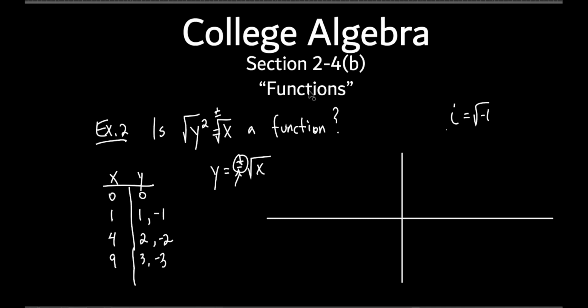But the thing that makes it a function is that each x can only go to one y. But look at this x. This 1 goes to a 1, and it also goes to a negative 1. This 4 goes to a 2 and a negative 2. This 9 goes to 3 and a negative 3. Anytime you have one x value and it goes to more than one y value, that is not a function.